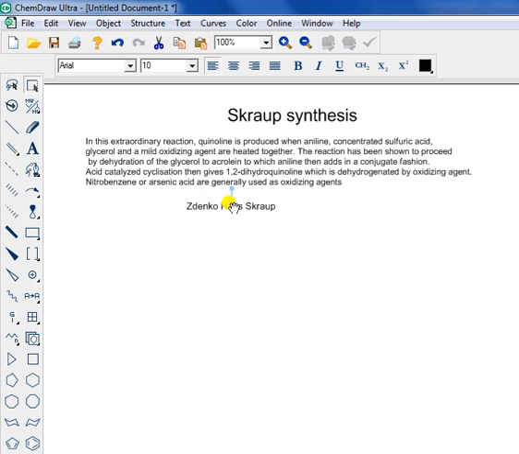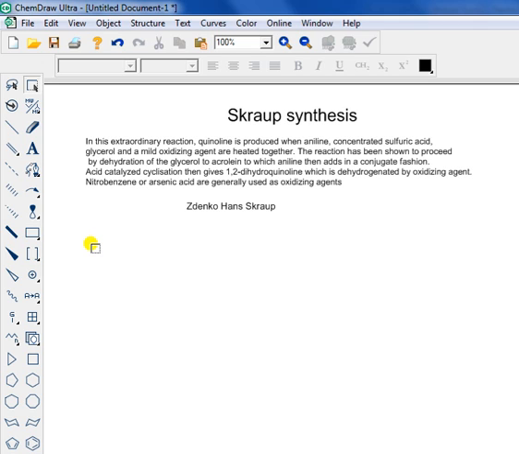So what is the actual reaction? He started the reaction with aniline and glycerol. It is an extraordinary reaction. Quinoline is produced when aniline is heated with concentrated sulfuric acid in the presence of nitrobenzene, which is a mild oxidizing agent.